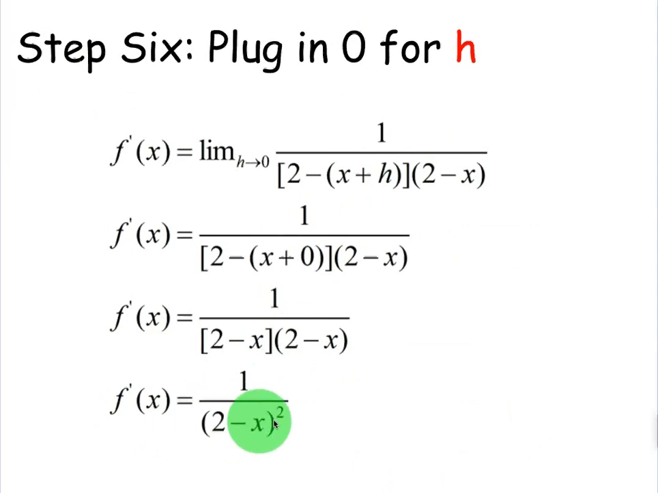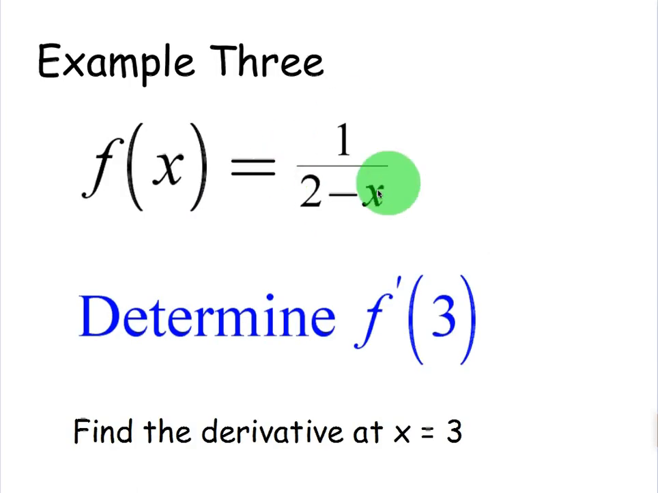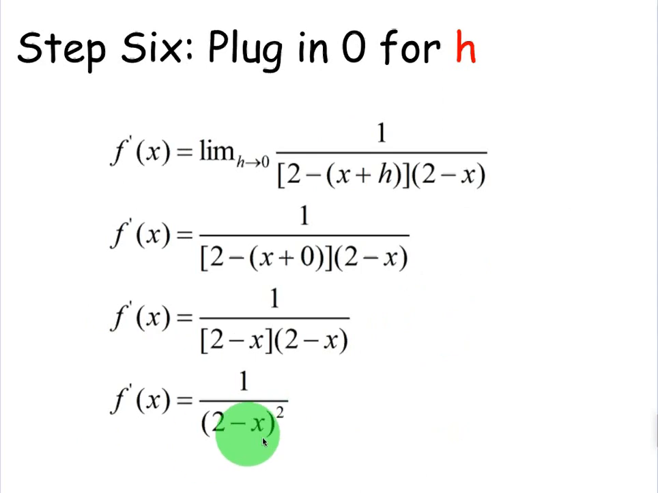So again, we figured out a derivative formula: f prime of x is equal to 1 over (2 minus x) squared. That will give us the derivative of our original function 1 over 2 minus x for any x value. Okay, but in this particular example, we want to figure out the derivative at 3. So we did figure out a formula for 1 over 2 minus x. All right, and again, the formula was 1 over (2 minus x) squared. But we want to figure out what it is at 3.